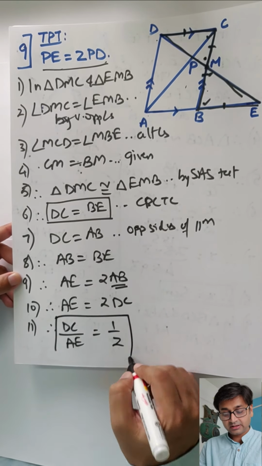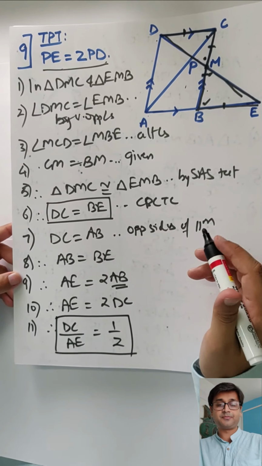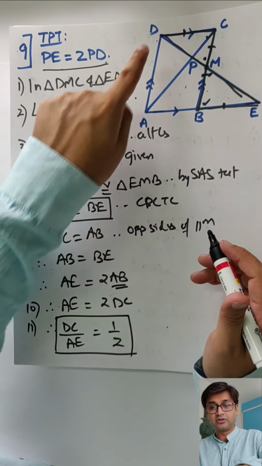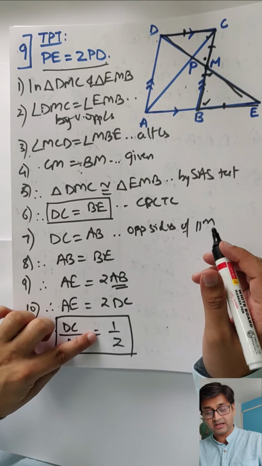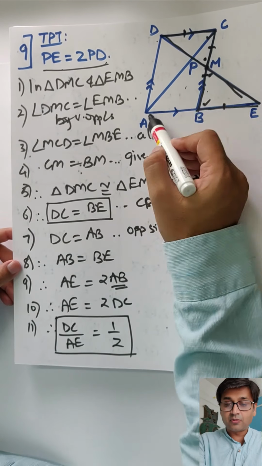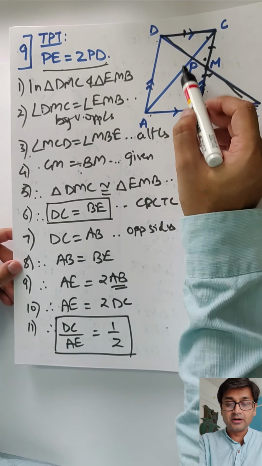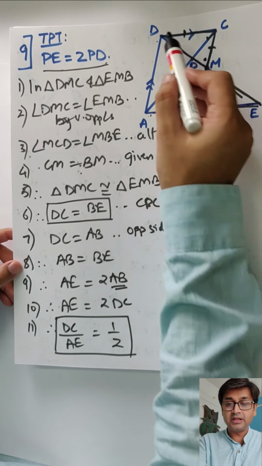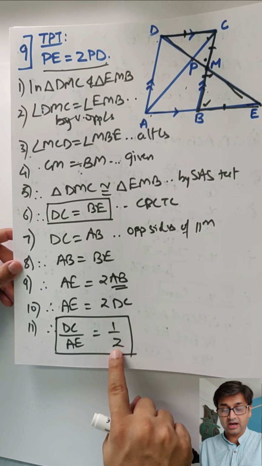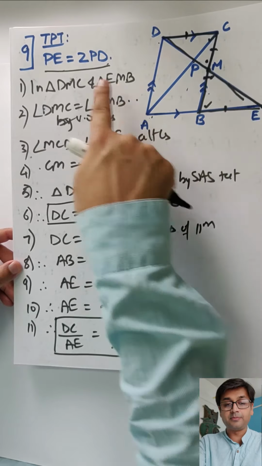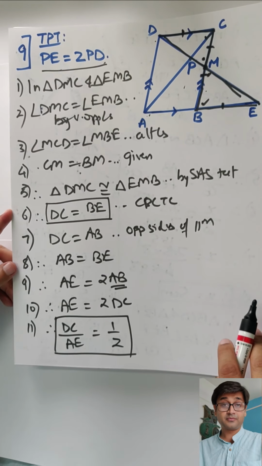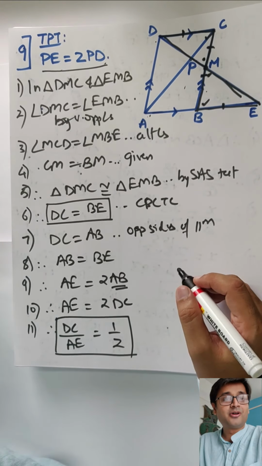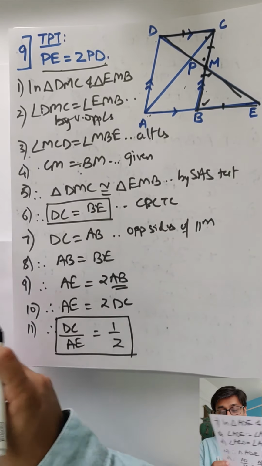1 by 2. This is the most important step, because now finally we could say that DC upon AE is half. Now we will take these small triangles, prove them similar, and say DP upon PE equals DC upon AE, which is half. Put half for DP upon PE, cross multiply, and there you are. I know you are cursing me, but I'm so sorry.